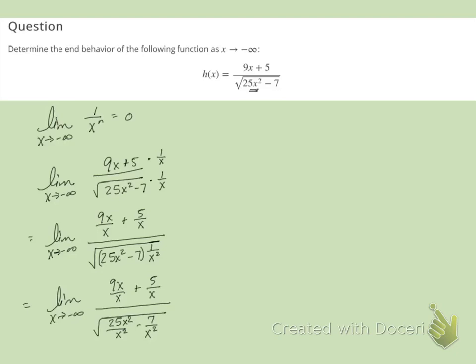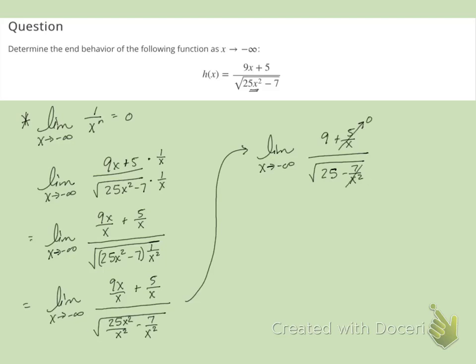And if we simplify this, we have the limit as x approaches negative infinity of 9 plus 5 over x over the square root of 25 minus 7 over x squared. And using this idea that the limit as x approaches negative infinity of 1 over x to the n power is going to equal 0, I know that this is going to go to 0, and I know that this is going to go to 0. So this is going to leave me with 9 over the square root of 25, or 9/5.